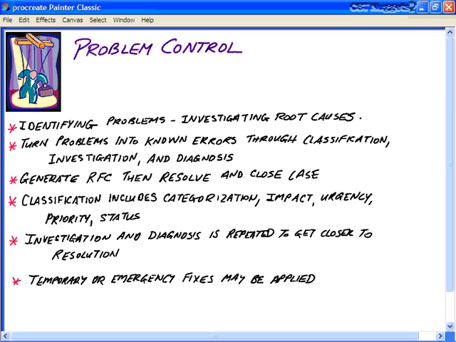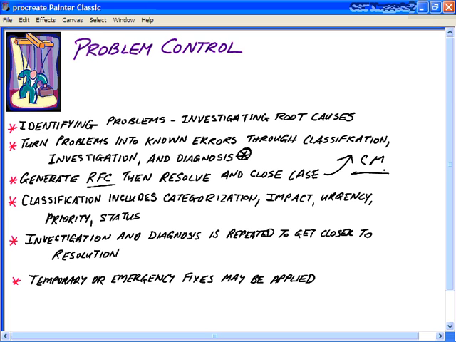It's the process of identifying problems and investigating and diagnosing the root causes. Of course, in problem control, the goal is to get these problems to the state of being a known error. And we do this through classification, investigation, and diagnosis. Once we do this, we're going to generate a request for change, and then we'll resolve the problem and close the case. Of course, the request for change is documentation. This could also go to the change management process as well.